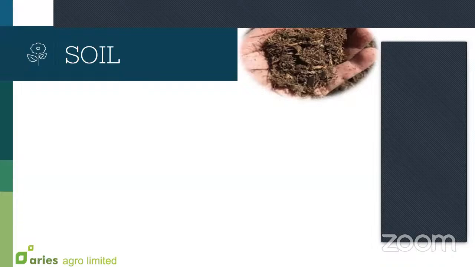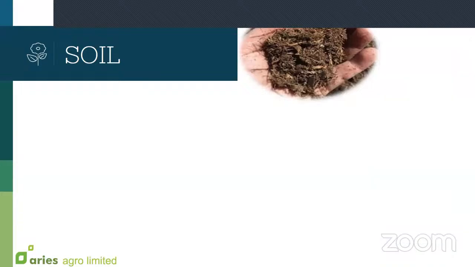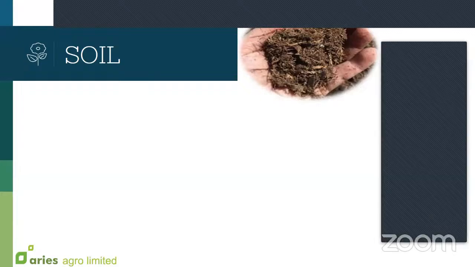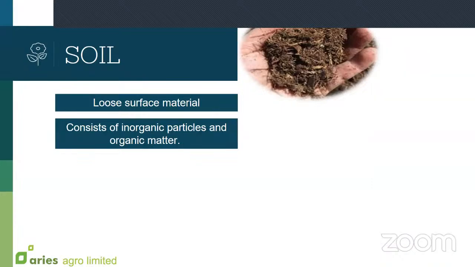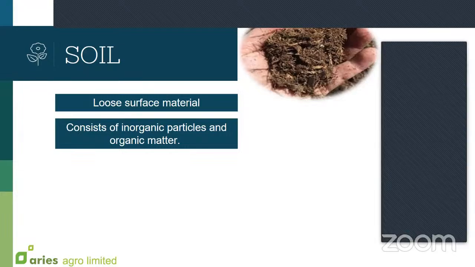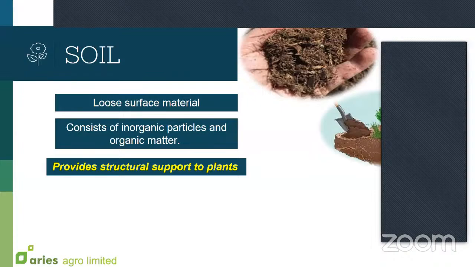Now, largely when you talk of conventional methods of growing, or when you talk of hydroponics, it is nothing but understanding what the plants need to grow. If you understand the basic requirements of plants, first is the soil. Soil is nothing but the loose surface material, and it consists of a lot of inorganic particles and a lot of organic matter. But what is important is what it does for plant growth.